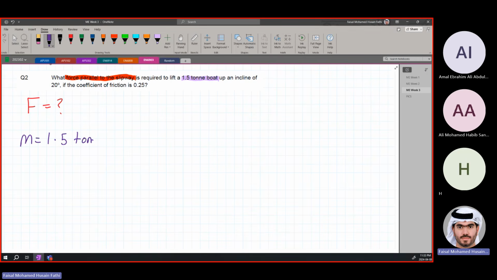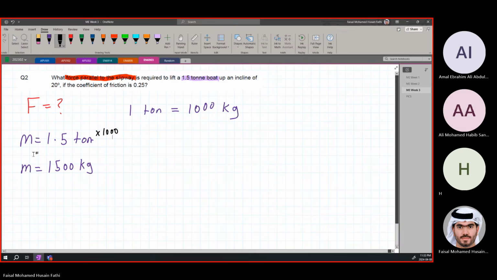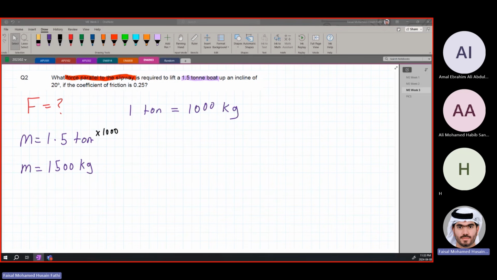First thing I will do is convert this into kilograms before solving anything. We have to be in SI units. Just so you know, 1 ton is equal to 1,000 kilograms. So M is going to be equal to 1,500 kilograms. You just multiply by 10 to the power of 3, or multiply by 1,000, to get it into kilograms. So our mass is 1,500.